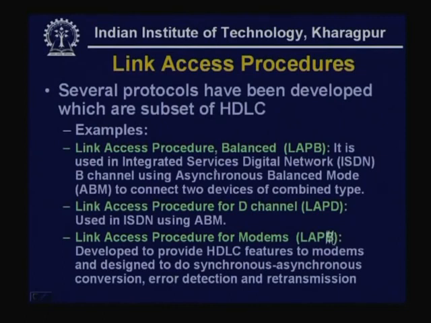This LAPB works in ISDN and uses asynchronous balanced mode of transmission to connect devices in a combined type. Link access protocol D is used in ISDN using ABM, that is asynchronous balanced mode. That means in both the cases, as we find, it is used for point-to-point link.